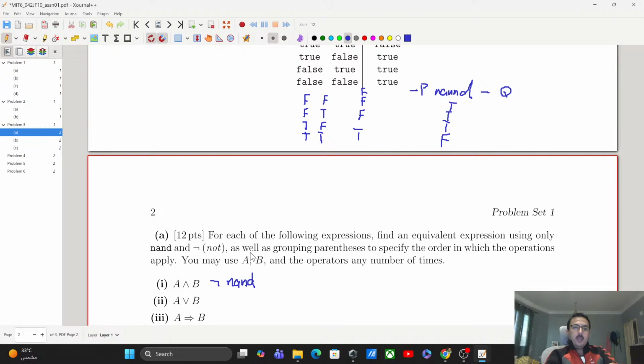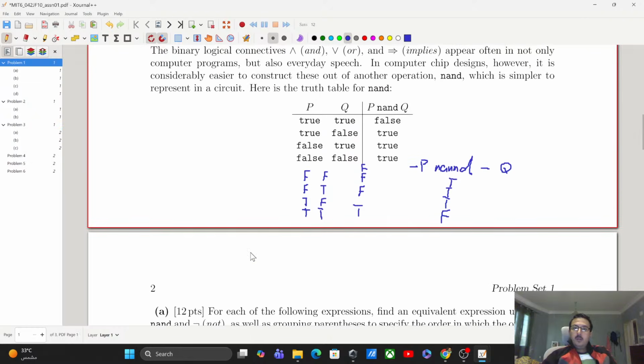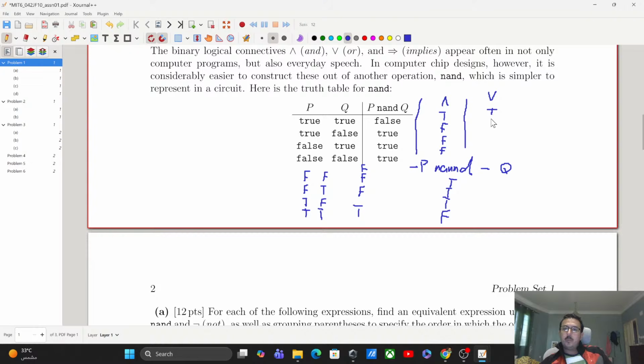Equivalent. A or B. Okay. Here, and equals true, false, false, false, and or equals true, true, true, true, true, false. So what do we have?